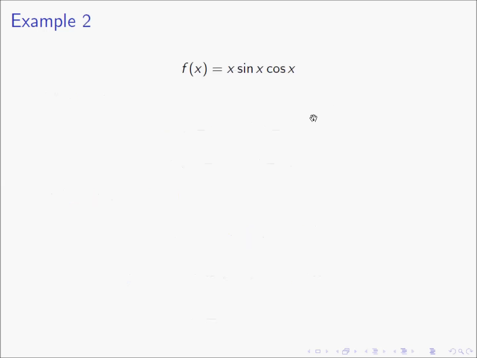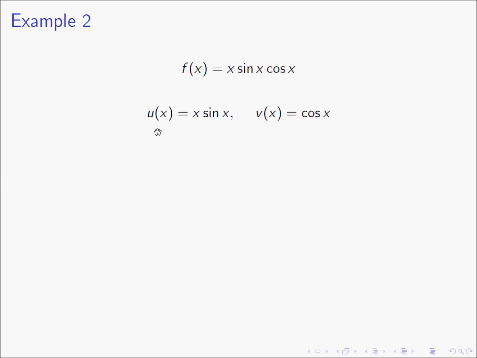Here we have another example. Here we have f of x equals x times sine of x times cosine of x. This is the product of three functions. And we're going to show that even in this case, we can apply the product rule. In this case, I'm going to define u of x as the function x sine of x. And remember that this is the function we just derived in example 1. And I'm going to define v of x as cosine of x.